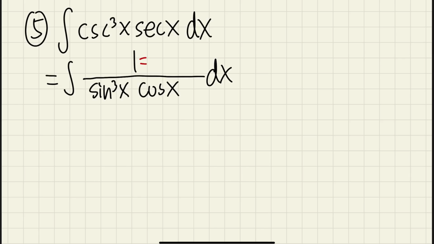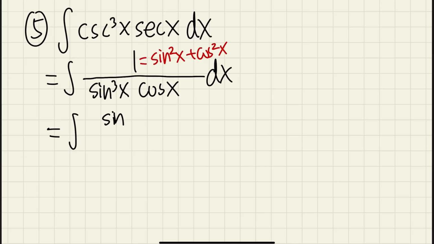sine squared plus cosine squared is equal to 1. So I know 1 equals sine squared x plus cosine squared x. This will allow us to have more things to work with. I am actually going to split the fraction here. We will have the integral.